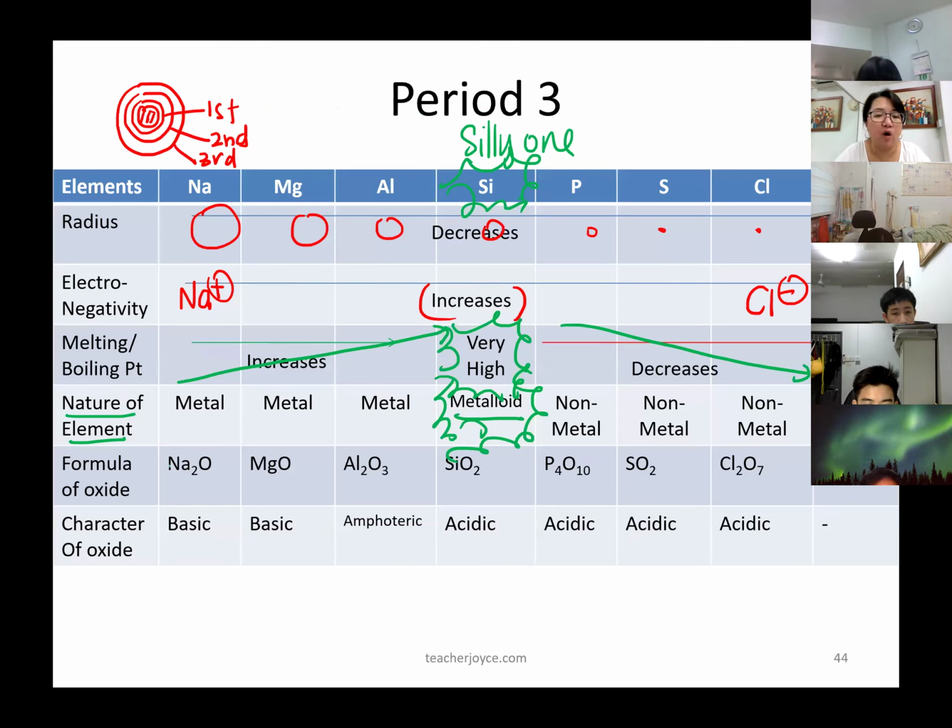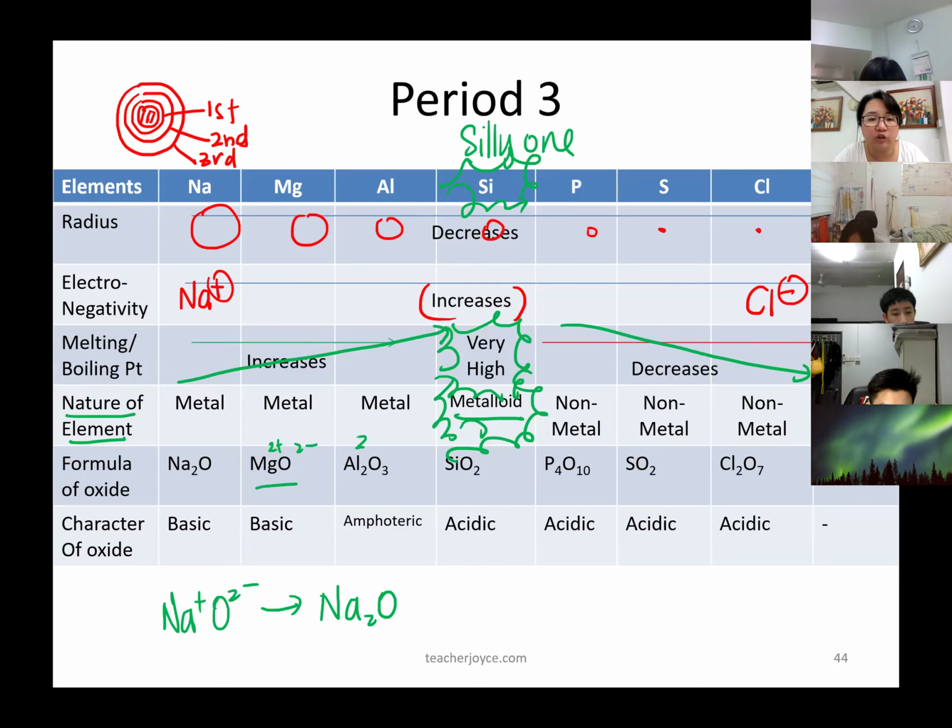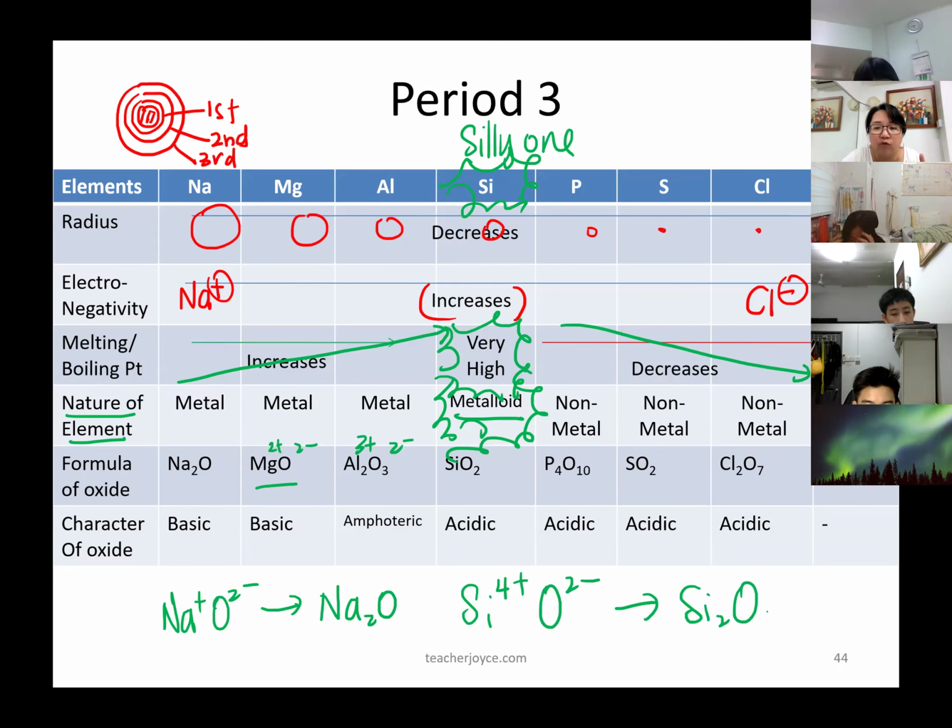So now we go back to this. You see the formula of oxide. Okay? So we know Na+, O2-, let's criss-cross, Na2O, correct? Mg2+, O2-, MgO. Al3+, O2-, Al2O3. Until silicon. Okay, silicon is group 14. If I were to tell you it's 4+, oxygen is O2-, you criss-cross, you get Si2O4, correct? Then you simplify it, SiO2. You can still do until here. But after silicon, I'm so sorry, you cannot criss-cross anymore because these are all molecules.